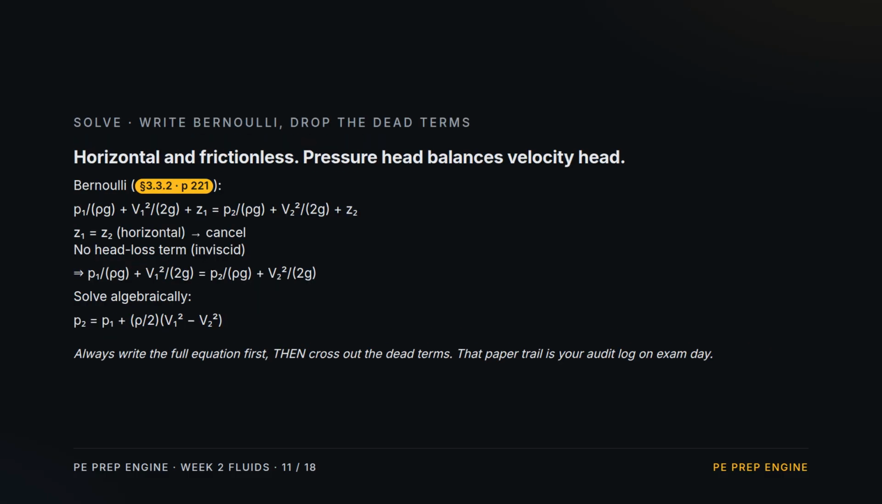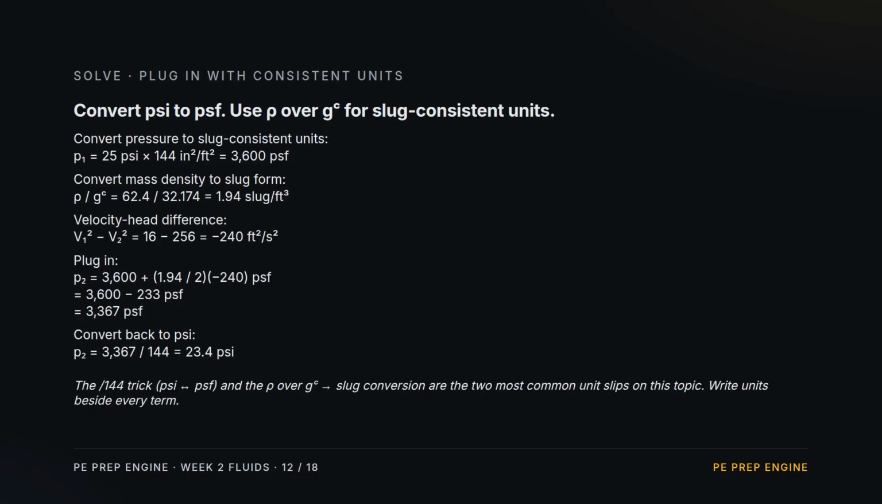Step 3. Write the full Bernoulli equation. Horizontal, elevation cancels. Inviscid, no head loss term. That leaves pressure head plus velocity head on both sides. Rearrange. P2 equals P1 plus rho over 2 times V1 squared minus V2 squared. Always write the full equation first, then cross out dead terms. That's your audit log.